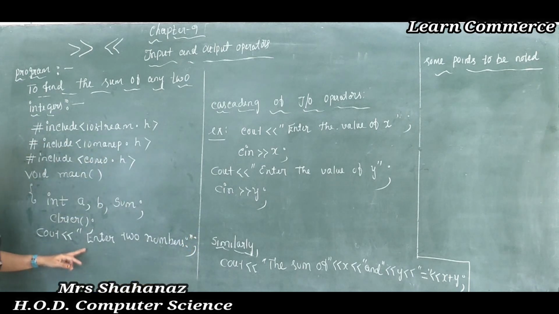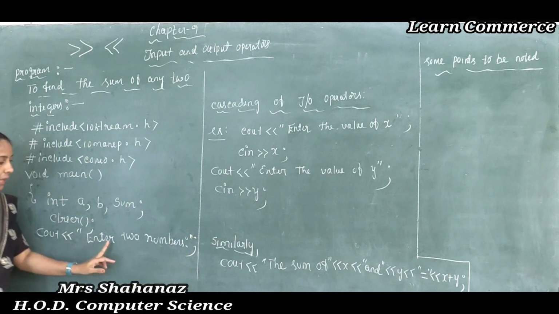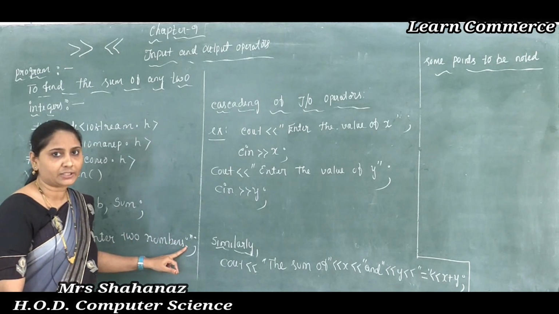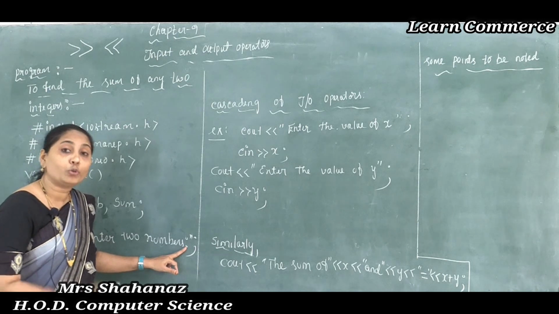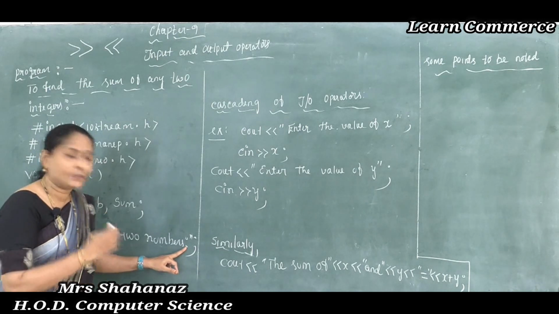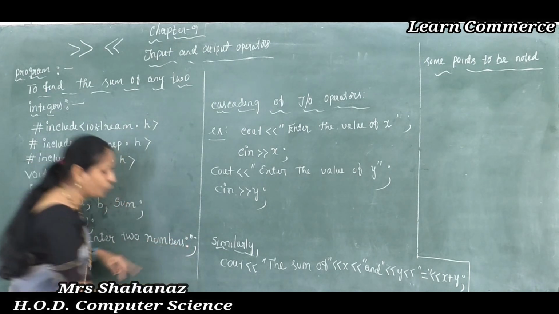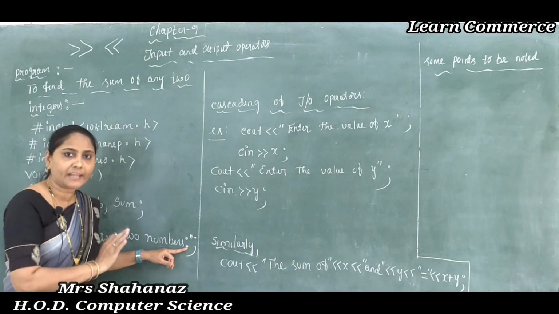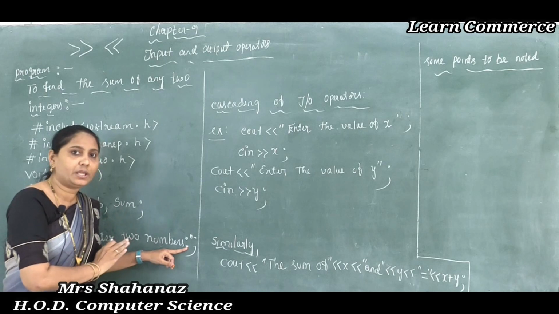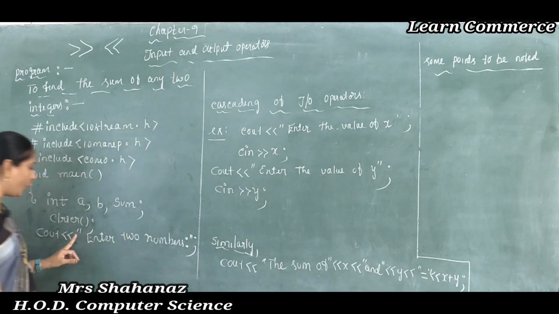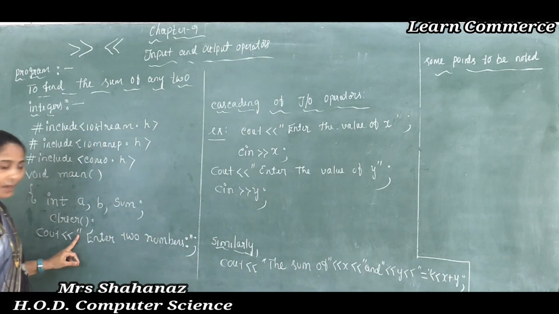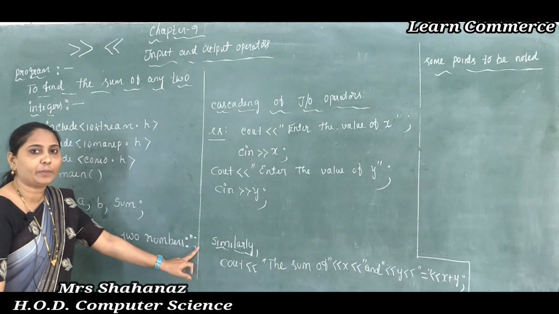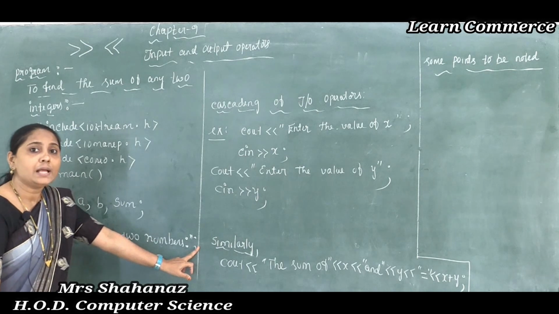So how am I going to write? Opening the double quotation, enter two numbers here, then colon, just to make this message look attractive. It is not necessary, not compulsory, to use the colon. To just make your message look attractive we can use the colon here. Then whatever double quotation I opened is closed after the colon here, and finally this statement is terminated by using the semicolon.